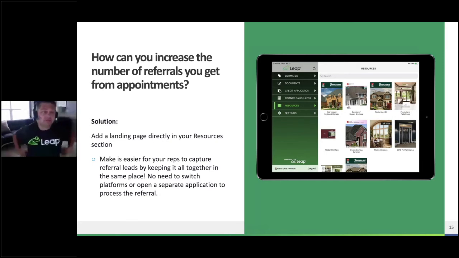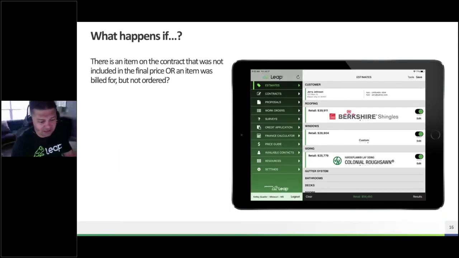So what happens if there's an item on the contract that is not included in the final price, or an item was billed for but not ordered? There are so many times, it just comes from sales reps being in the field, and there's really no transparency of what the reps are doing in the field. You don't have a sales manager sitting next to them knowing exactly what's going on.